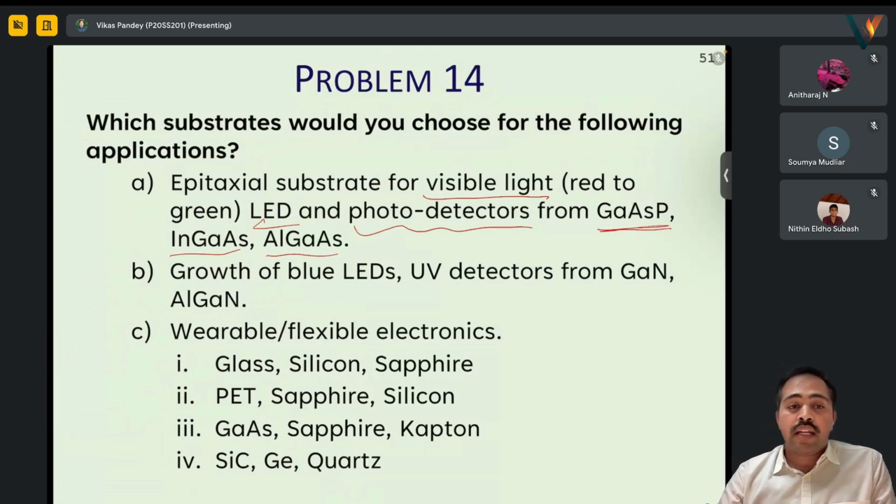Then second is growth of blue LEDs, UV detector from gallium nitride. And the third one is wearable or flexible electronics. So what are the options? Glass, silicon, sapphire, PET, gallium arsenide, Kapton, silicon carbide, germanium, and quartz. Which one will you go for?